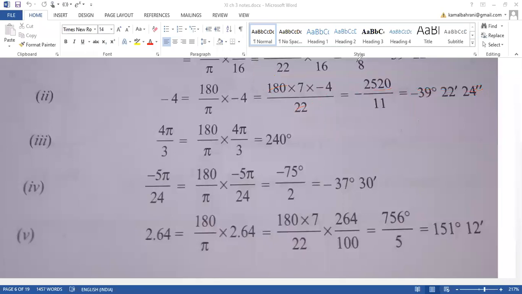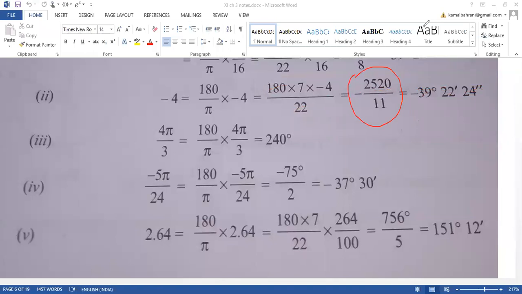Now you tell me what will be -2520 by 11. You divide it and let me know. Come to the chat box and let me know what will be 2520 by 11 in mixed fraction. Bring it in mixed fraction. Any one of you. I'll give you less than 1 minute, 30 seconds. Please come to the chat box and let me know.